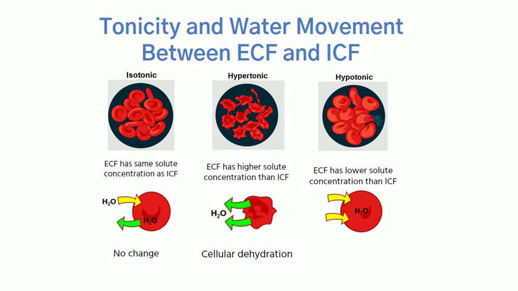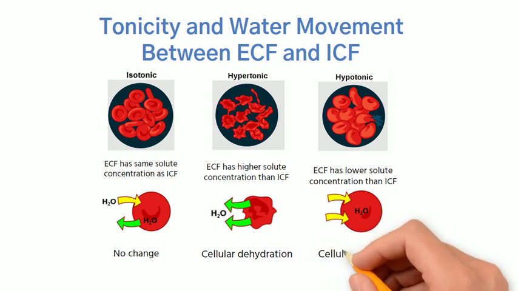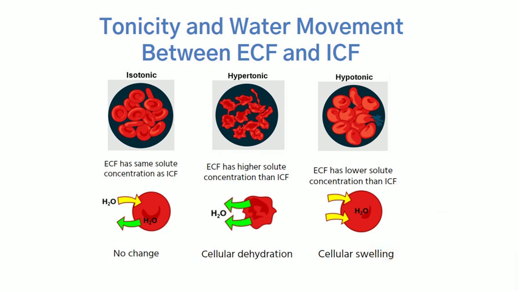This water movement into the cell leads to cellular swelling. Manifestations of a hypotonic condition include those of central nervous system depression, such as seizures, lethargy, stupor, and coma, and muscular manifestations, such as muscle cramps and weaknesses, and decreased tendon reflexes.